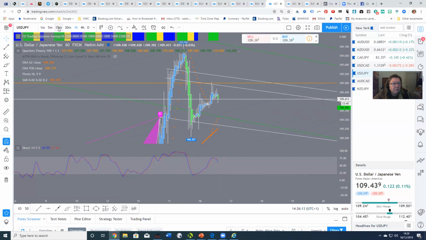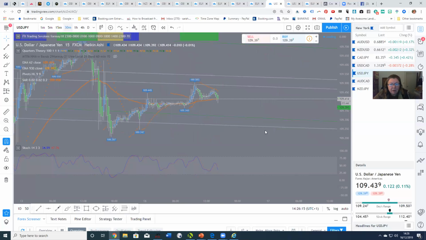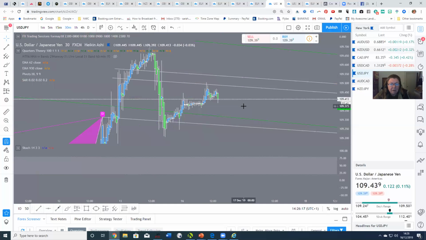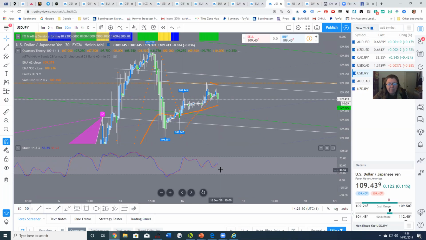So let's look at the 15. Let's look at the 30-minute. I don't often go on the 30-minute, I must say, very rarely. But we've got a flat bottom candle. We've got it in the middle. We have had a SAR flip. But I mean, I don't like the look of that for a trade, because how many pips are you going to get out of that?